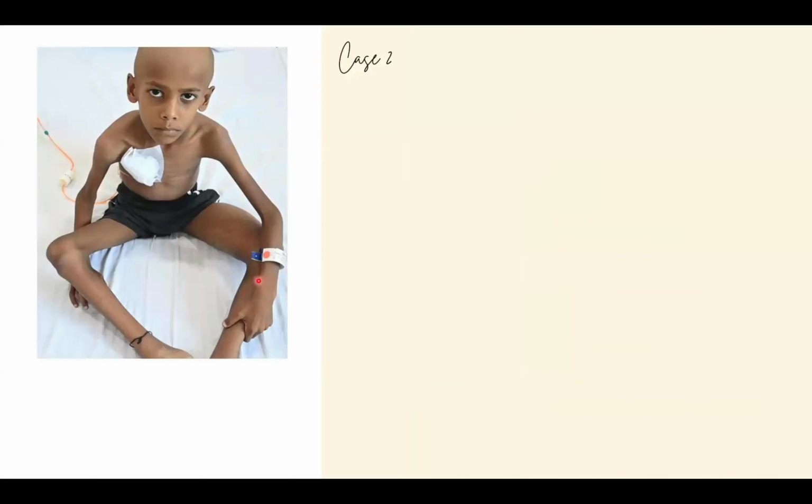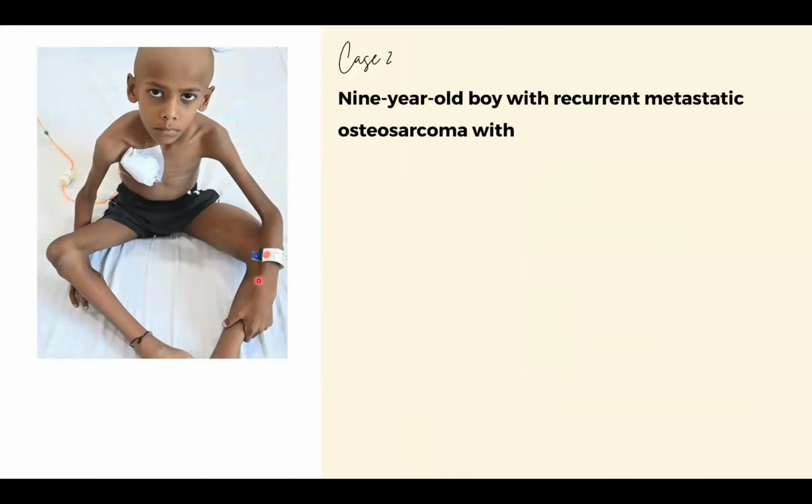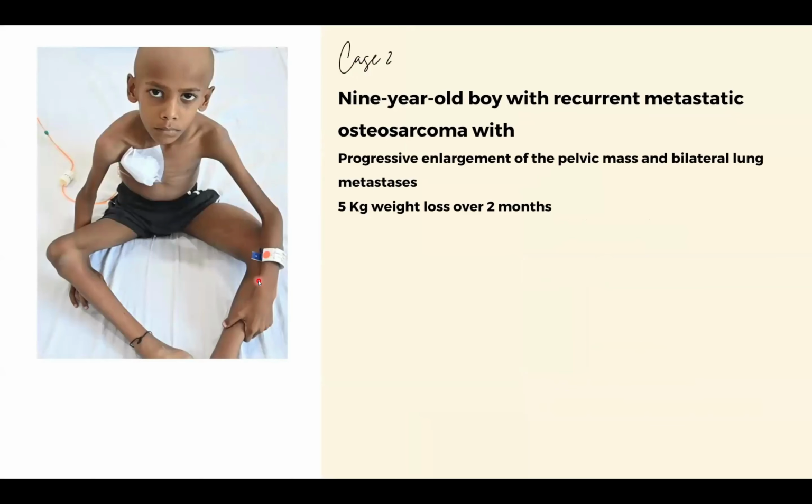Right. So case 2 is a 9-year-old boy with recurrent metastatic osteosarcoma with progressive enlargement of the pelvic mass and bilateral lung mets. There's a 5 kg weight loss over 2 months. So there are so many kids like this. I think you all have encountered them, I'm pretty sure. So we have to get the picture.